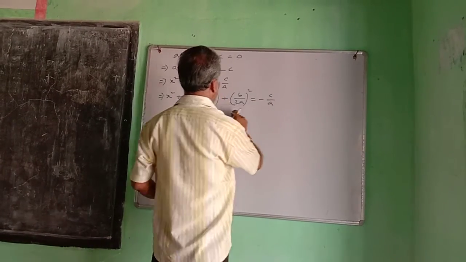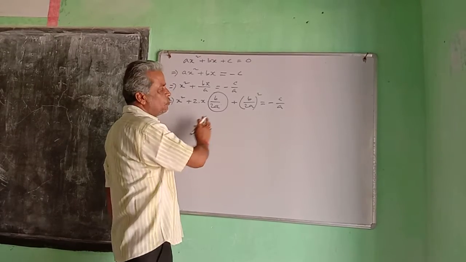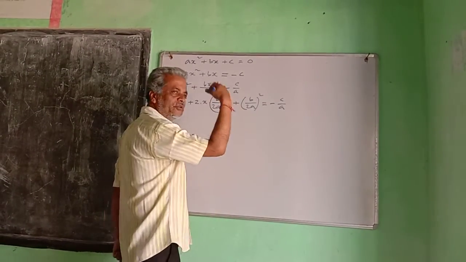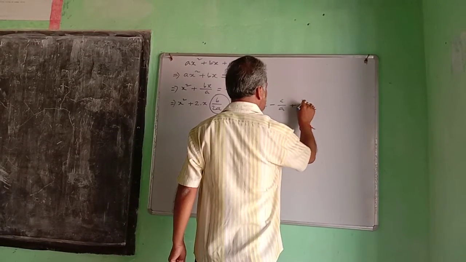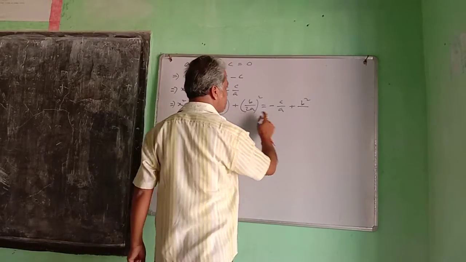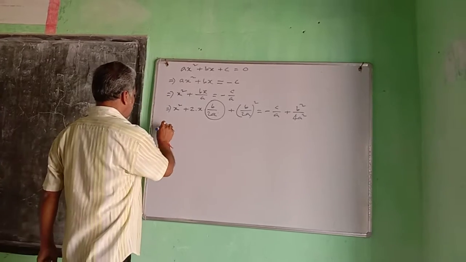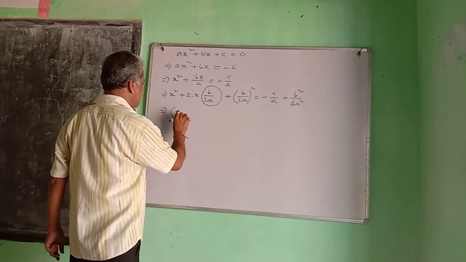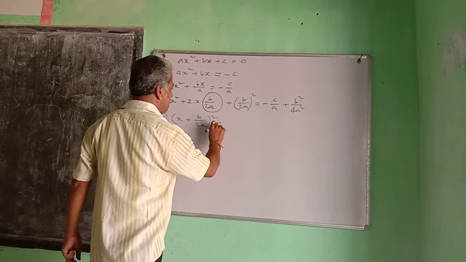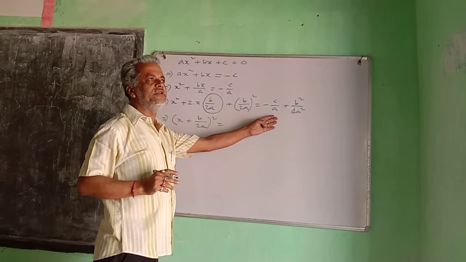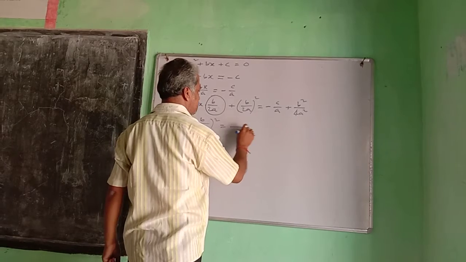We have added b by twice a whole square on the left side, so we have to add the same term on the right side too. So it is b squared over twice a whole squared, which is 4a squared. Now you see the left hand side has become a perfect square. And now simplify the right hand side. The LCM of 4a squared and a is 4a squared.